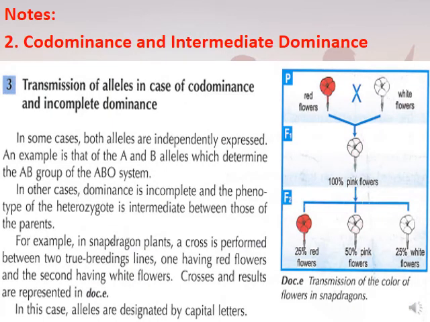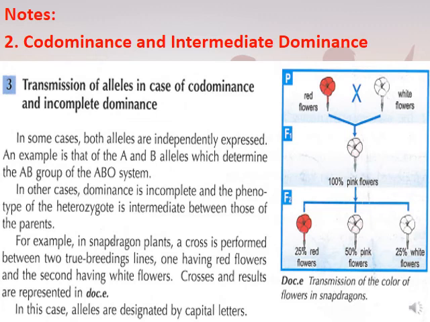Codominance and intermediate dominance. In some cases, both alleles are independently expressed. For example, in the case of the blood group, alleles A and B are both dominant. If both of them are expressed together, we are talking about codominance, and this occurs in the individual having blood group AB. So AB is the case of codominance, where both alleles are dominant and both are expressed.